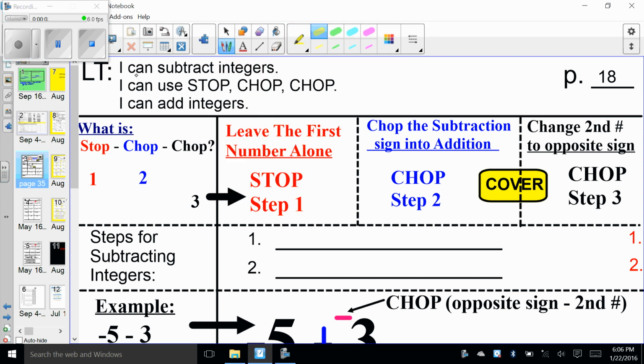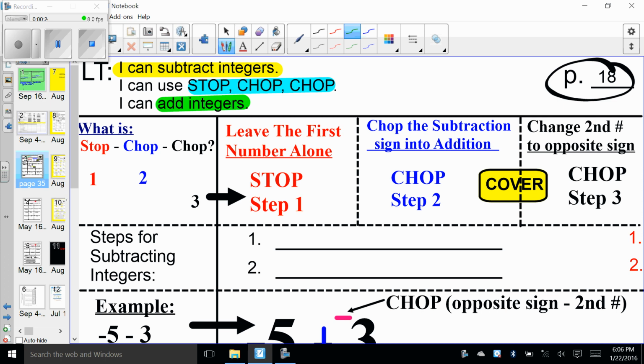Okay, guys, so our learning target for today is that we're going to learn how to subtract integers. We're going to use this strategy called stop, chop, chop, and we're going to rely on how we added integers yesterday. So you should be on page 18 for our work today. Everybody should be on page 18. Make sure you're there.